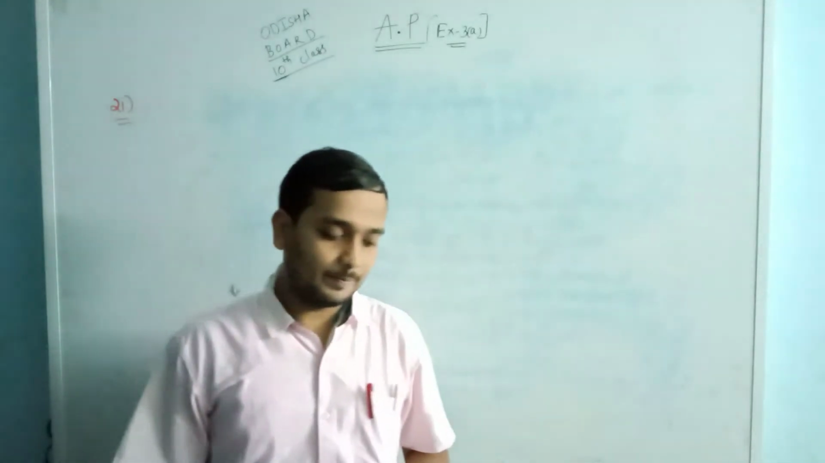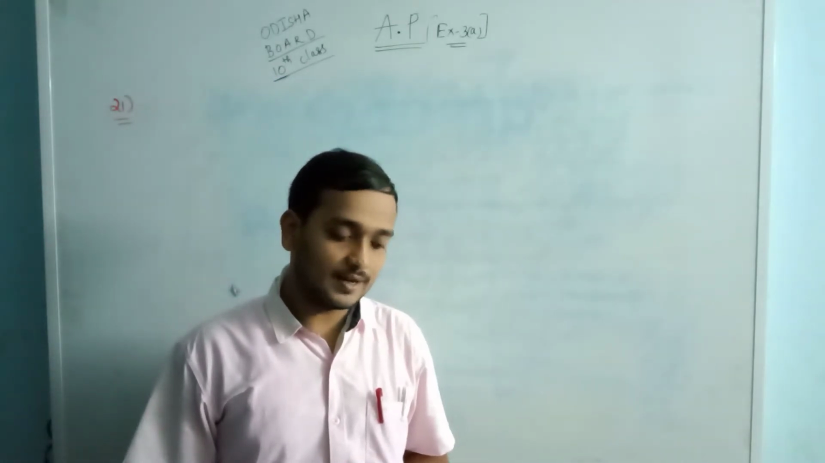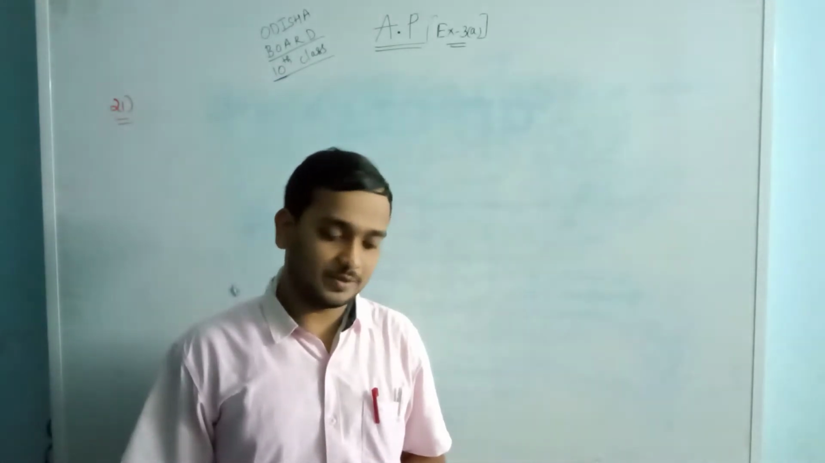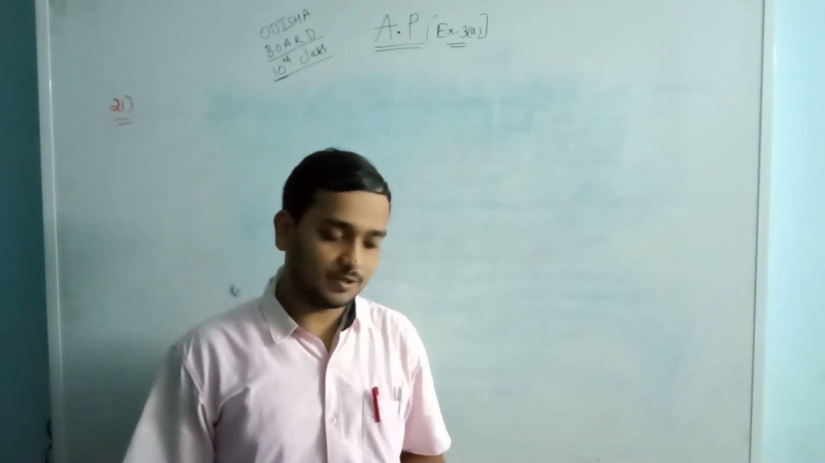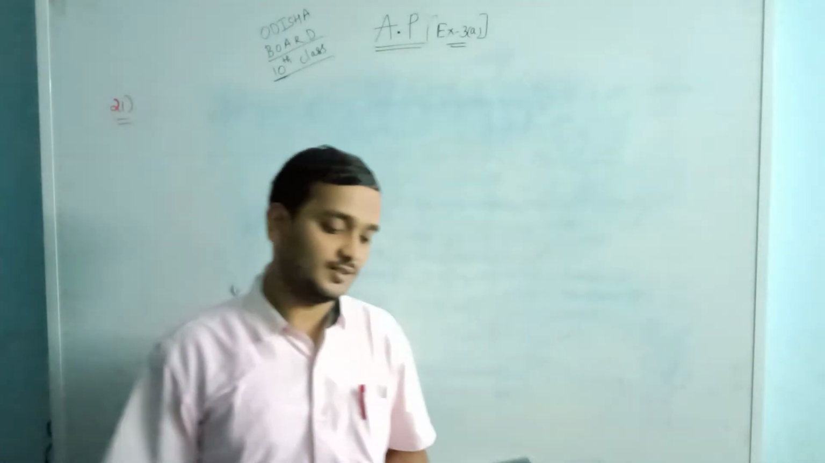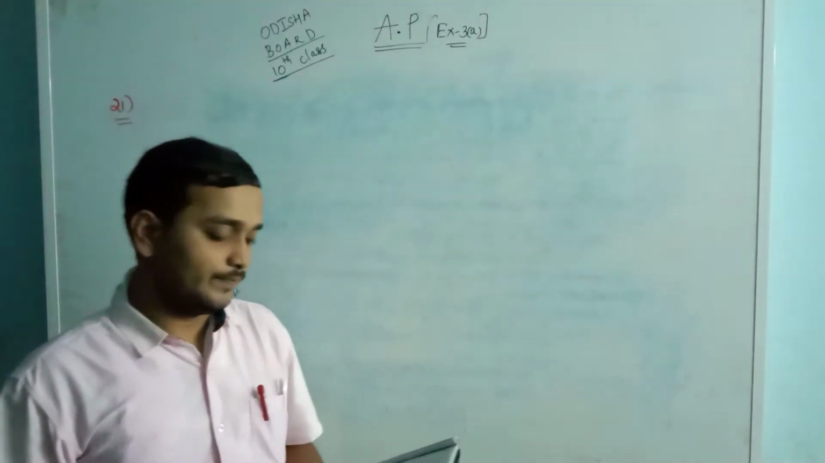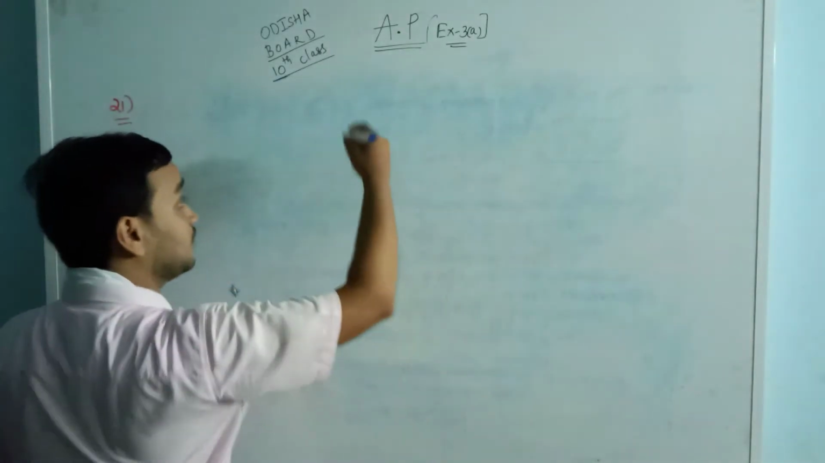The pth term, qth term and rth term in an AP are a, b, c respectively. Prove that a(q minus r) plus b(r minus p) plus c(p minus q) is equal to 0. This is the question. This is a very important question. Kindly listen carefully.